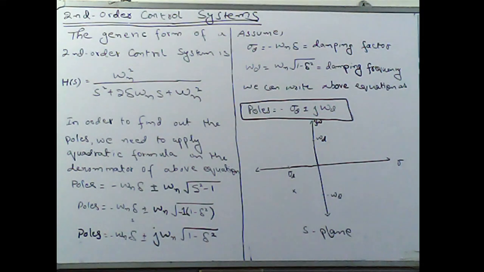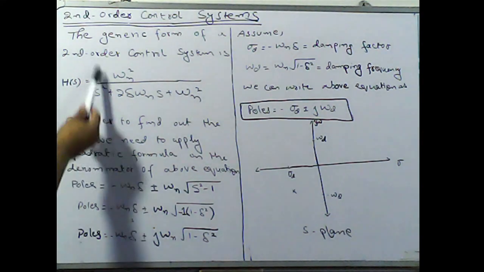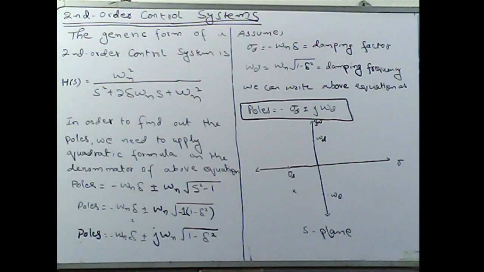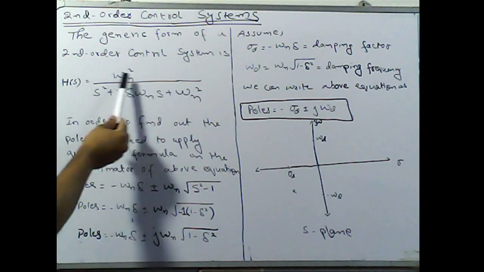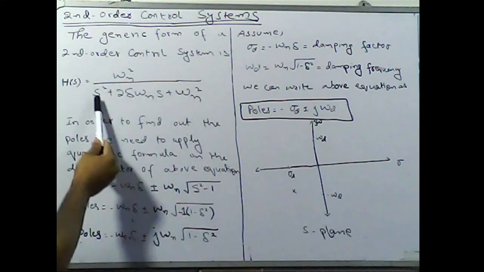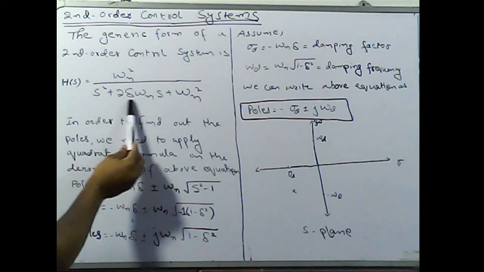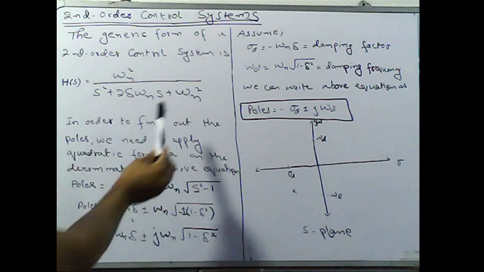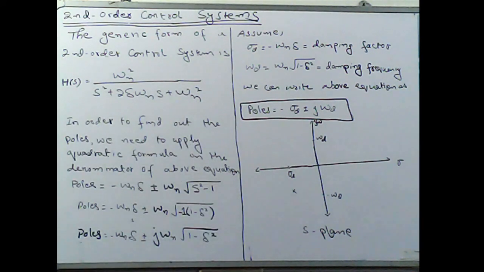Let us see how we can find out the values of zeta and omega n from the pole zero plot or S-plane. We have this generic form of a second order control system, which is H(s) equals omega n square divided by s square plus 2 zeta omega n s plus omega n square.